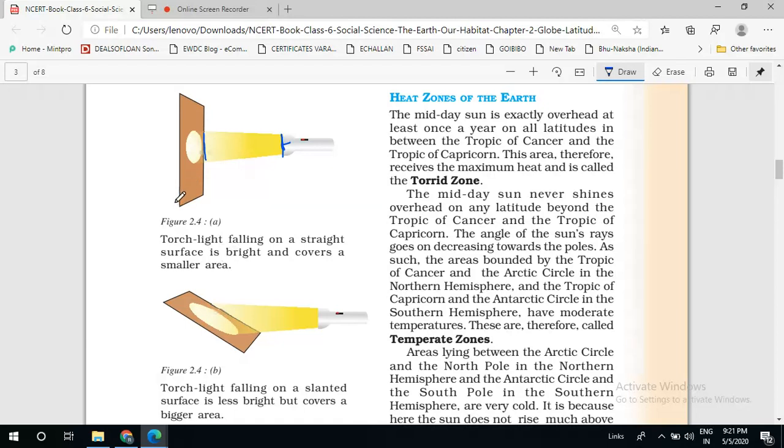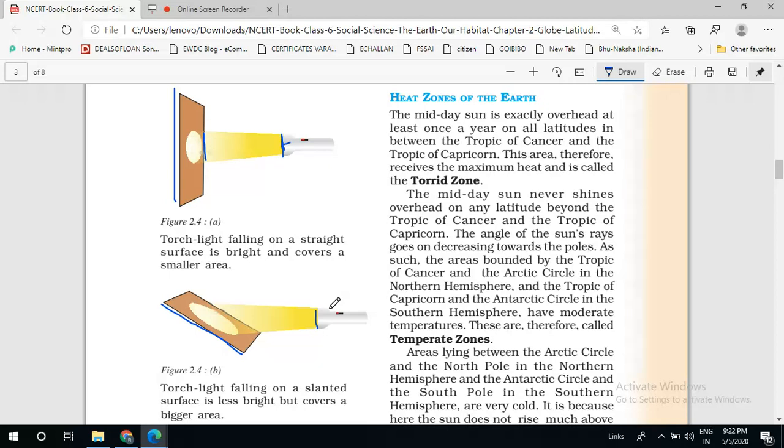In this situation, what was the condition? The surface is straight. And when we see this situation, what is the difference between these two situations? In this situation, the surface is slanting, and because of this slanting surface, the light of the torch... the amount of light is the same in both conditions, which is coming from the torch.